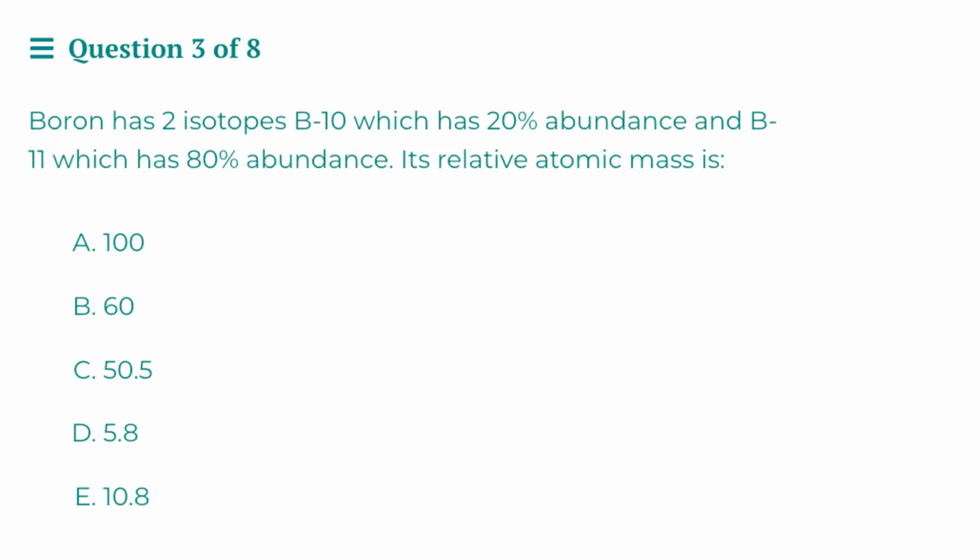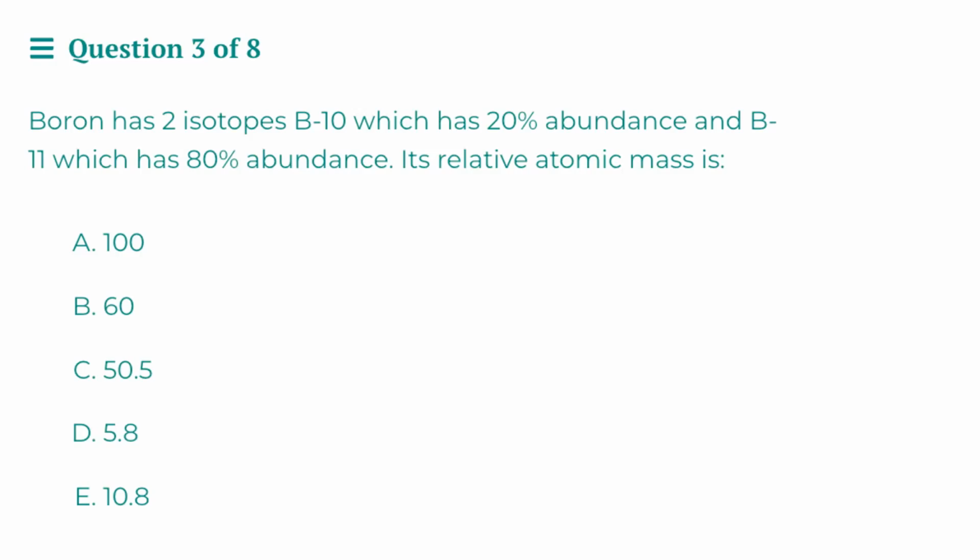So if we look at our answer options, we have 100, which is far too large. This is essentially an order of magnitude greater than what we would expect. Likewise, 60 is also too large, so is 50.5. And then we have D, which has the opposite problem. It's outside of our range just the same, but in the opposite direction. It's too small. And that leaves us with one answer option, which is E, 10.8. And again, this makes sense. It's between 10 and 11, and because we have an 80% abundance of B11, we expect it to be closer to 11 than 10, which is what we see in 10.8.